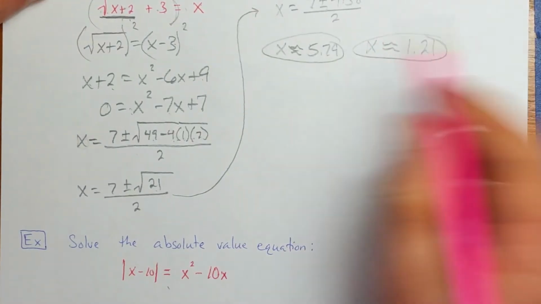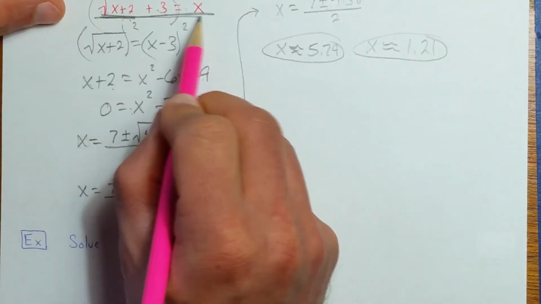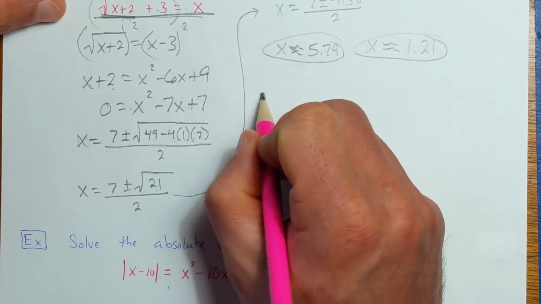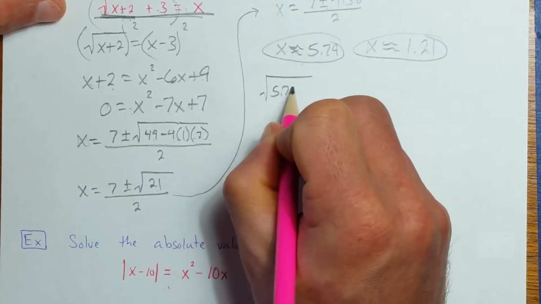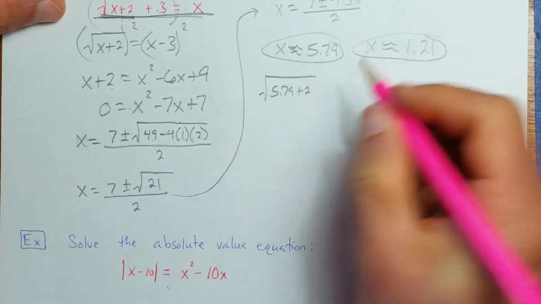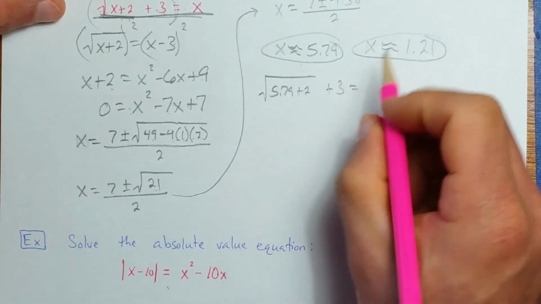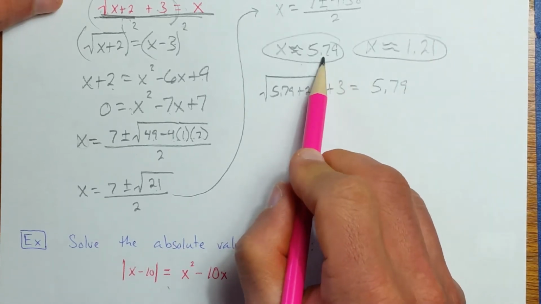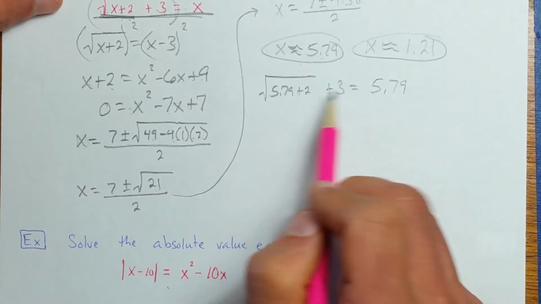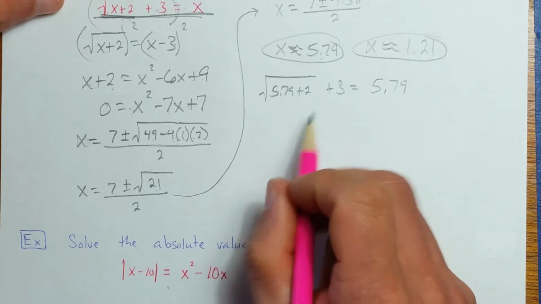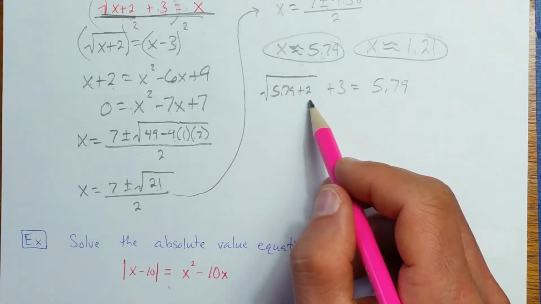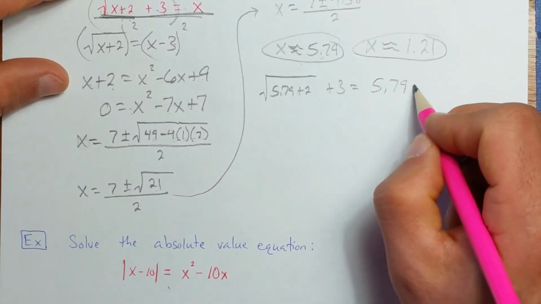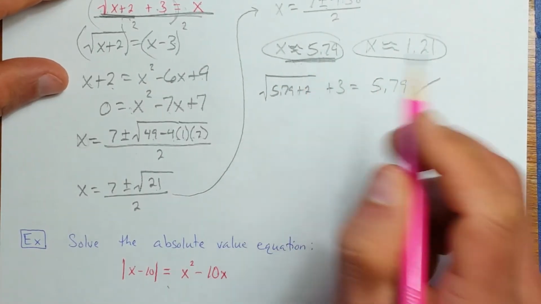And now when I go to check my answers, I'm going to go right back to the original equation and see, will it work? So let's start with the first one, 5.79. I've got the square root of 5.79 plus 2, or you could say 7.79 right away, plus 3, and I need to ask myself, is that equal to 5.79? Now I rounded this, so it might be slightly off, but as long as it's close, it will be okay. You can plug that in your calculator and you will find out that sure enough, it does work. It will be approximately 5.79, so it works. So that answer we keep.